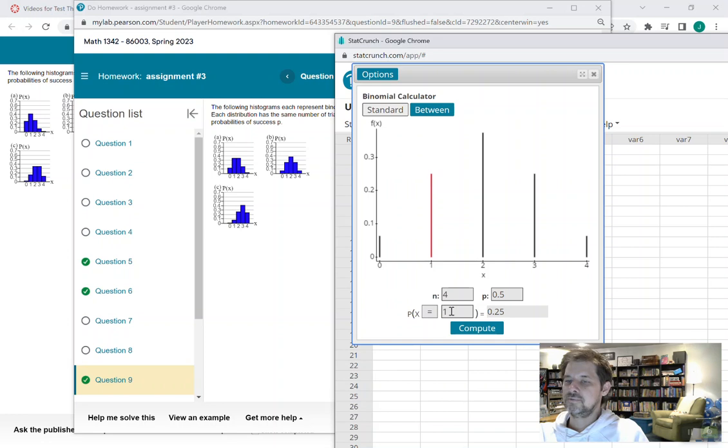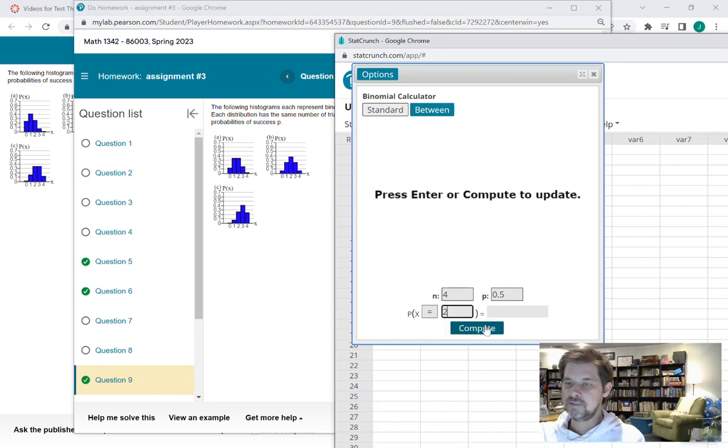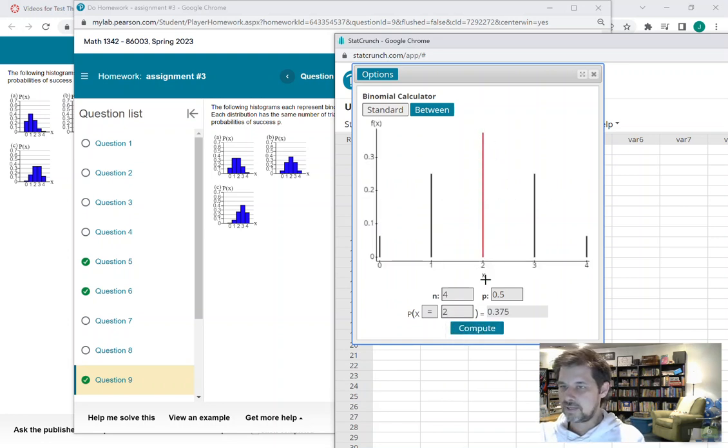I mean, it doesn't really matter. If you change this, if you let it be 2, it will highlight 2. See how that one's red? If you let it be 3, it'll highlight 3. But it's going to draw the same graph every time. It's just a matter of which one of these is going to show you.